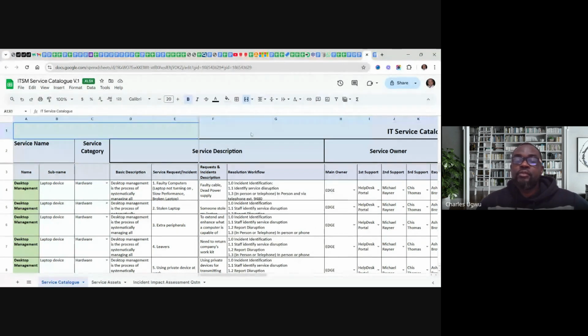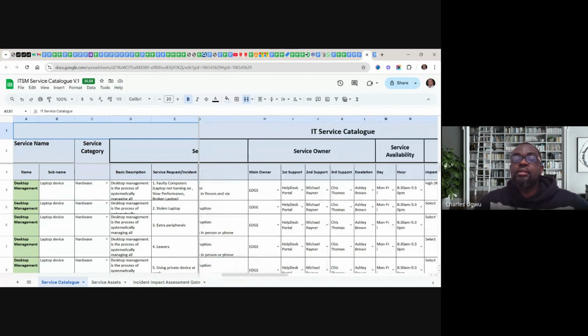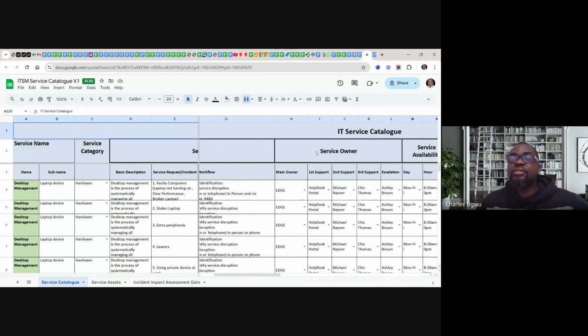And when you see here, you see service owner. In this service owner, you see we have the main owner, we have first line support, we have second line support, we have third line support, we have escalation.